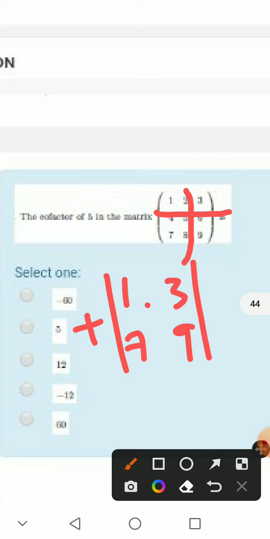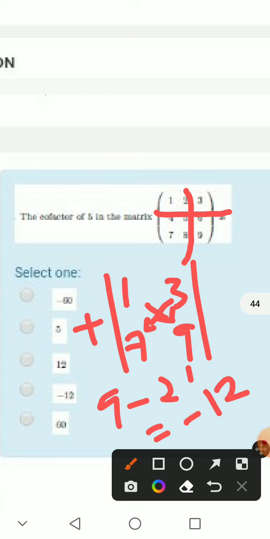So if I multiply 1 times 9, then minus 3 times 7. 1 times 9 is 9. 3 times 7 is 21. So that will give us minus 12. So the answer is D, minus 12.